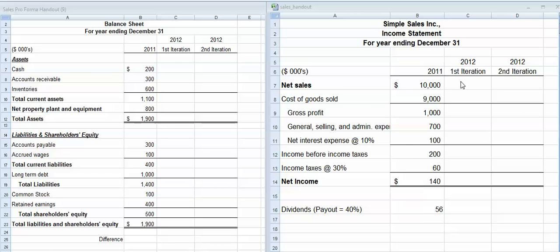financing. We're going to begin by assuming that sales for simple sales will increase by 10%. So sales will go up to $11,000 the first year. Our cost of goods sold will go up from $9,000 to $9,900. And our gross profit will simply be, again, the difference between sales minus cost of goods sold. It will go up also by 10% to $1,100. We'll assume a similar 10% increase in our selling and admin expenses to $770.